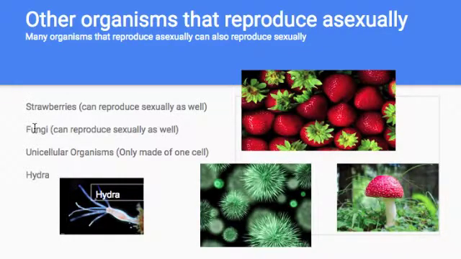Some types of fungi, depending on the type, will reproduce asexually and sexually. Unicellular organisms are made of one cell, remember, and they just split their cell in half and make two new cells. Hydra is also another organism. It's a microscopic organism that reproduces asexually as well. It does not reproduce sexually.